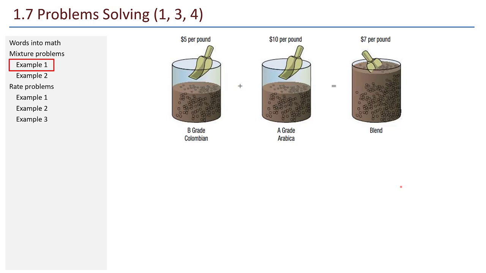All right, let's look at this mathematically. The revenue from the B-grade plus the revenue from A-grade should equal the revenue from the blend. That is, how much money you make if you were just selling the B-grade. How much money would you make if you were just selling the A?